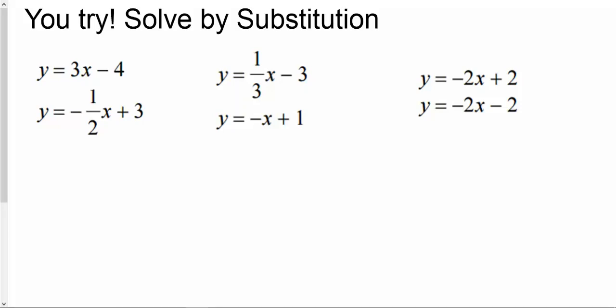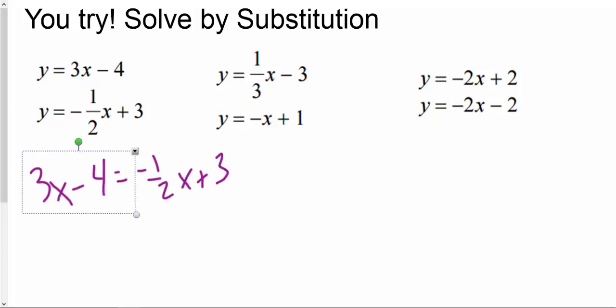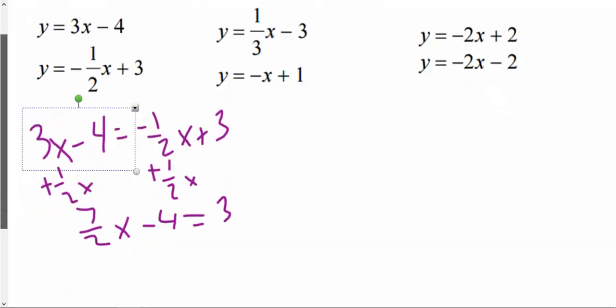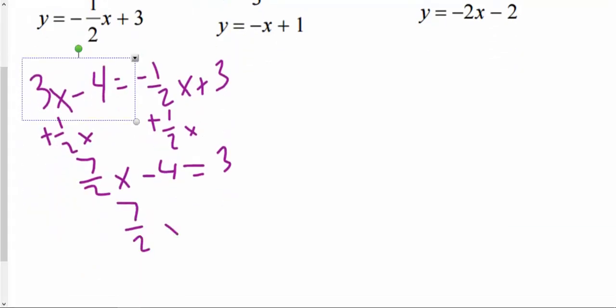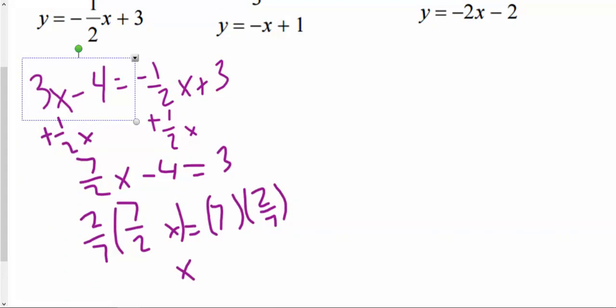For the first one, I set them equal. And again, you'll see this on every single one. I'm going to set them equal. Then I'm going to add 1/2 x over, so that way I get all my x's to one side. That gives me 7/2 x minus 4 equals 3. Or 7/2 x equals 7. Multiply by the reciprocal on both sides. 7 times 2/7 is 2. So x is 2.